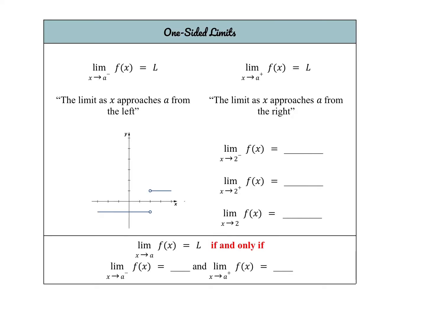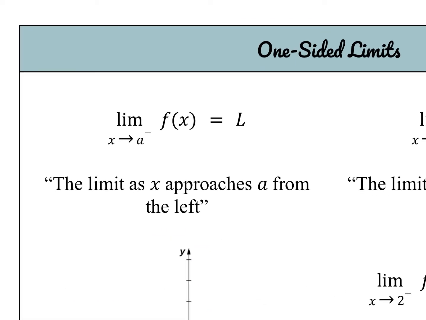Okay, so now we're going to talk about this concept of one-sided limits. Here we can describe a limit from two different sides. We can describe the limit as x approaches a, and then you'll see here it has a little minus sign. This means from the left, or from values that are less than a. So this is the limit of f of x as x approaches a from the left.